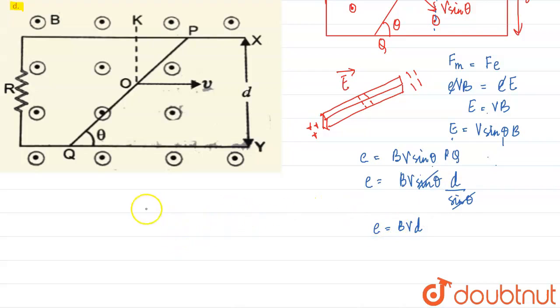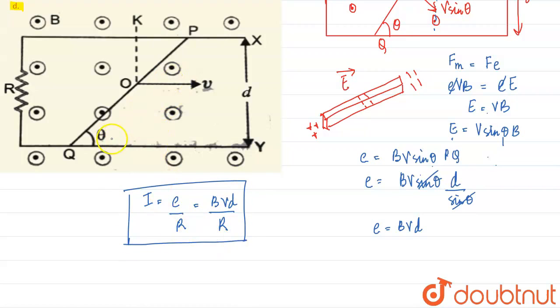Now we need to find the current. What is current? That is I is equal to E by R. What is E? BVD. And then we have resistance, that is R. So this is our final answer. This is the current that will flow in this wire PQ.